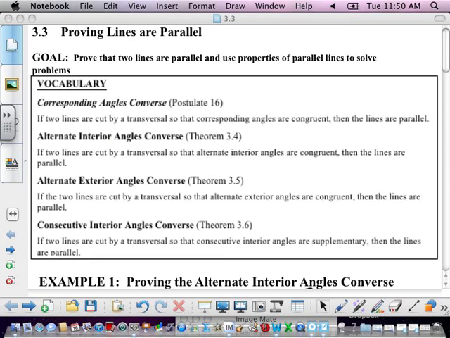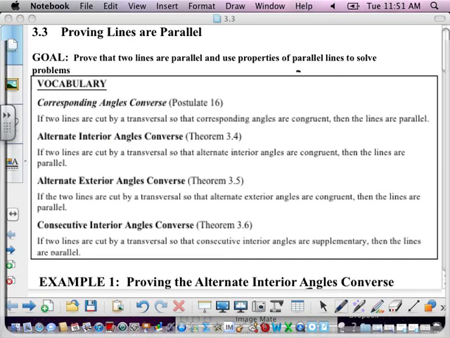How is this different than corresponding angles? Well, corresponding angle says if the lines are parallel, then the two corresponding angles are congruent. If we read this, it says two lines are cut by a transversal so that the corresponding angles are congruent. The lines must be parallel. You see how it's converse? It switched the hypothesis and the conclusion.